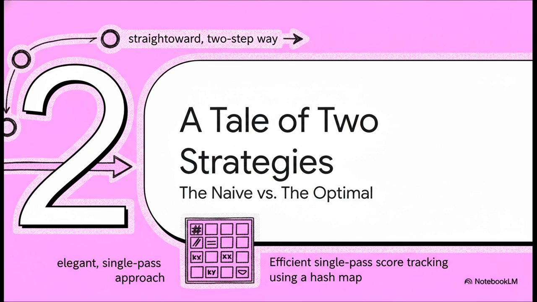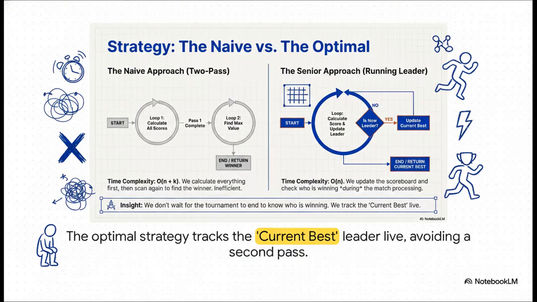So, how are we going to tackle this? Well, like a lot of problems in coding, there's the obvious way you might think of first, and then there's the optimal way. So let's compare the naive two-pass strategy with the super elegant single-pass approach that we're here to master. Okay, check this out.